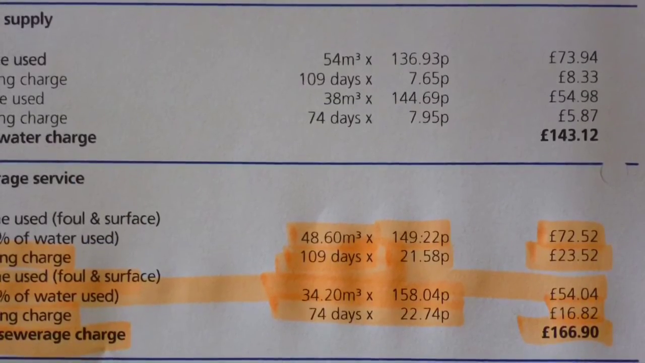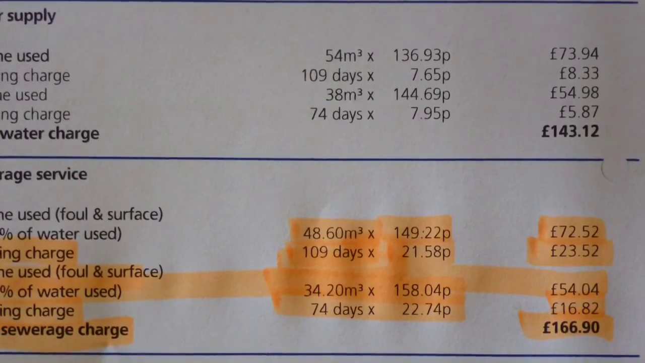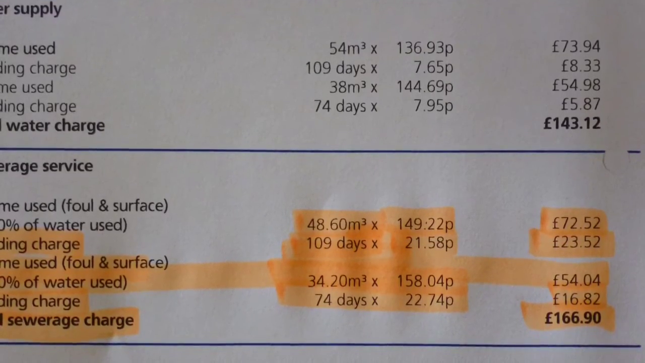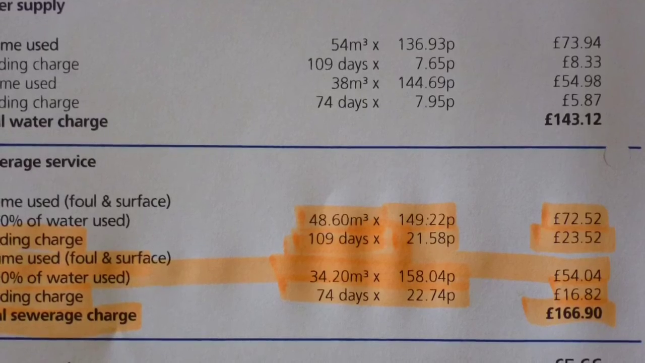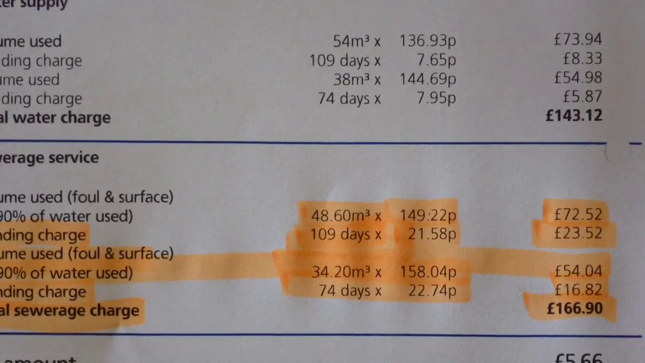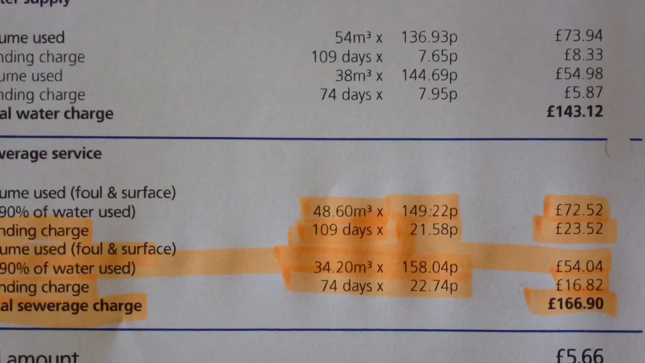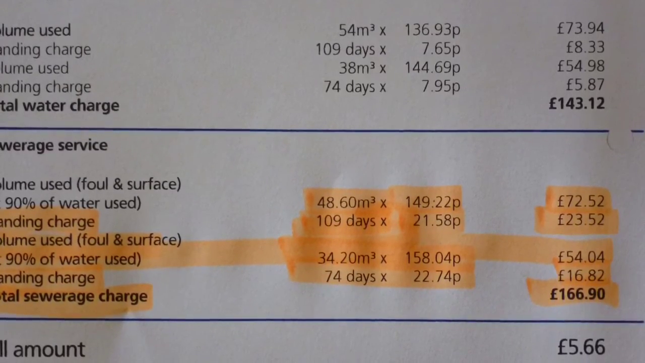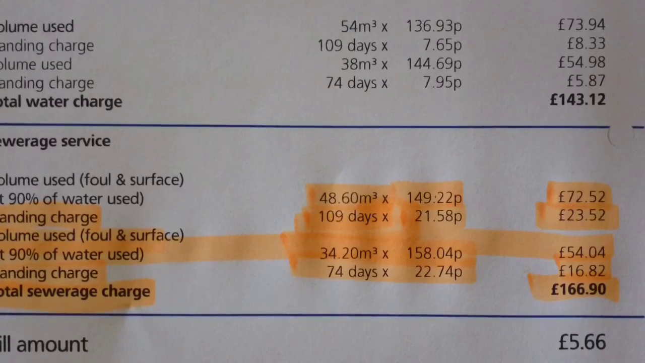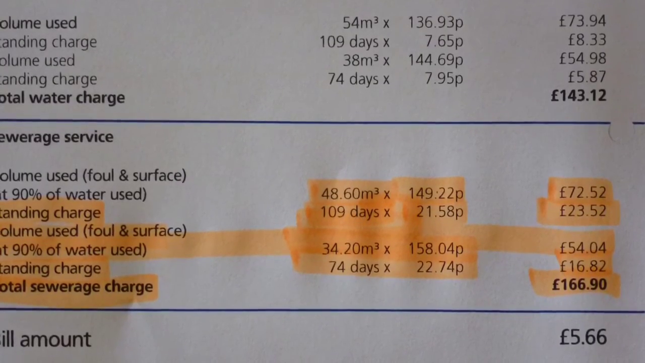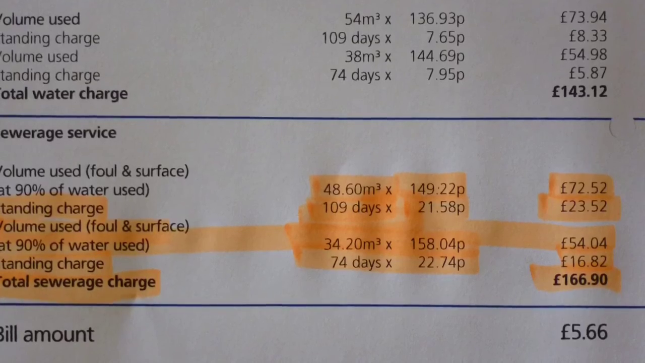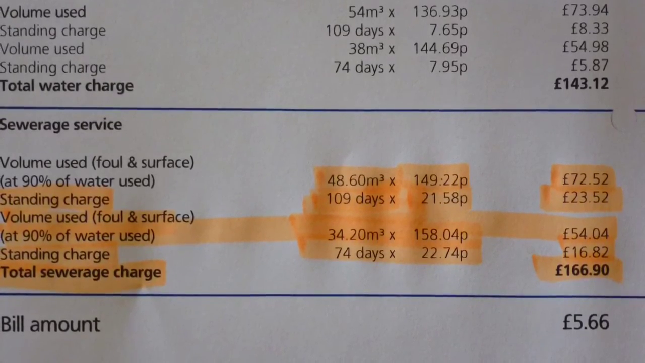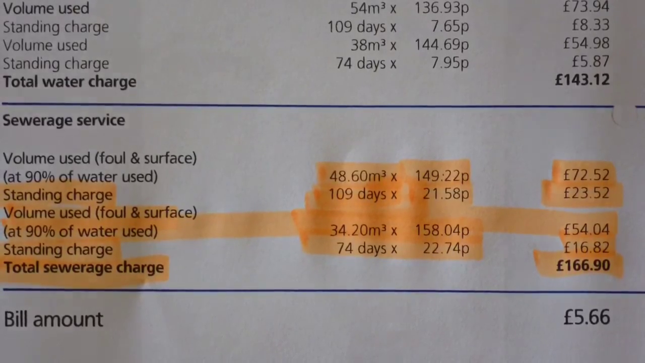Your sewerage charge is also made up of two parts. The first element, again, is the standing charge, and this will be for foul water that goes directly into the drains and surface water that drains from the roof of your property. If your property has soakaways that capture all of the surface water that drains from your roof, you should only be charged for foul water. If this is the case, please contact us. The second part of the sewerage charge again is worked out by multiplying 90% of the water you've used by the charge per cubic metre for sewerage.